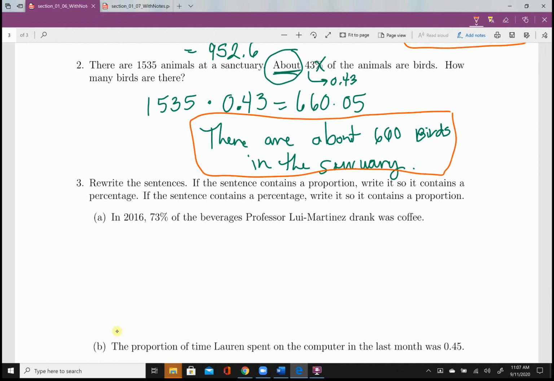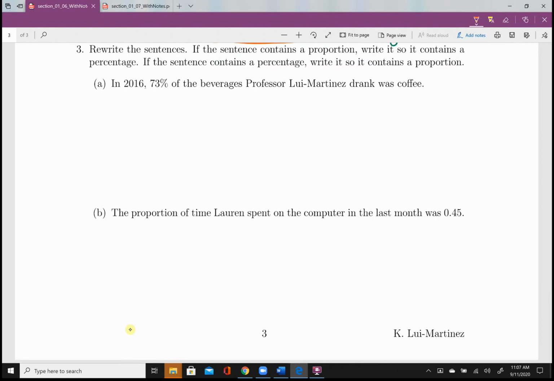Okay, I think this might be the last one in this set. Yep, last one for 1.6, and it's a 2-parter. Very cool. It asks us to rewrite the sentences. If the sentence contains a proportion, write it so it contains a percentage. If the sentence contains a percentage, write it so it contains a proportion. Okay, so let's look at part A. It says in 2016, 73% of the beverages Professor Louis Martinez drank was coffee. Okay, so this contains a percentage.